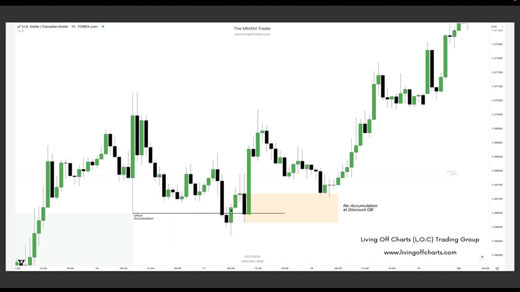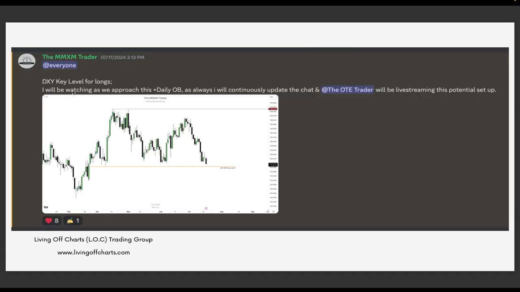Offset accumulation here, impulse price swing, discount low, premium high. Price trades back into discount, reaccumulating at a discount PDRA. In this case, it's a bullish order block. Now, to confirm our USD CAD analysis for bullishness, we need to have the foundation agree with us. That foundation is the US dollar, and that's right here.